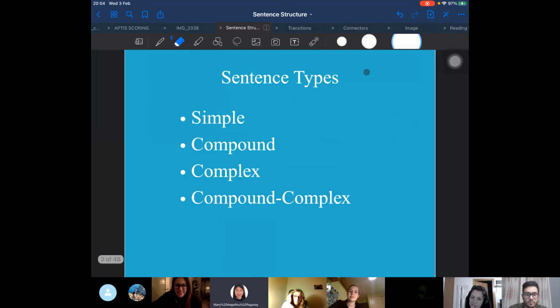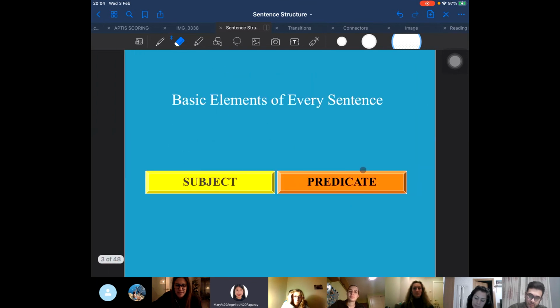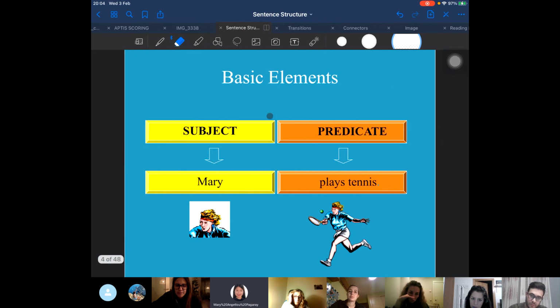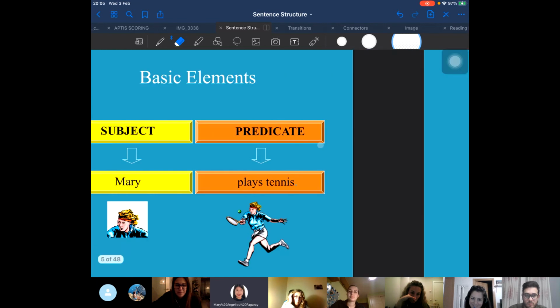There are 4 types of sentence structures. We have simple, compound, complex, and compound-complex. The basic elements of every sentence are that there is a subject and there is a predicate. I am going to give a very simple example so that everything is clear. For example, subject, Mary, predicate, plays tennis, even though I don't play tennis, okay? So let's continue.